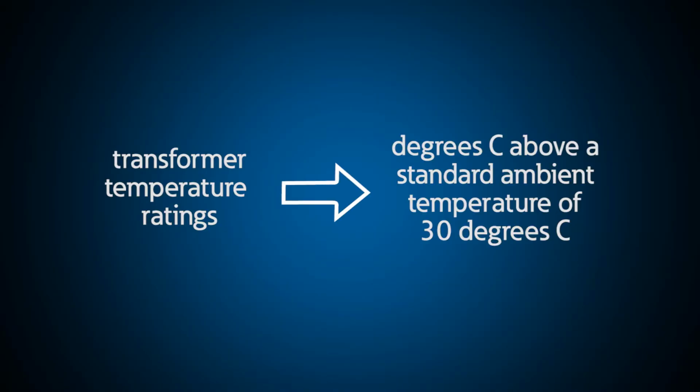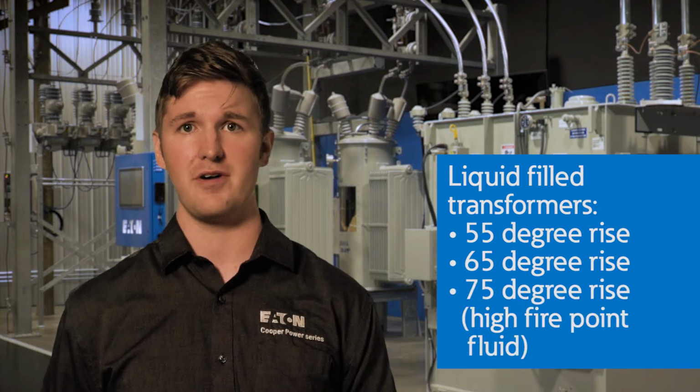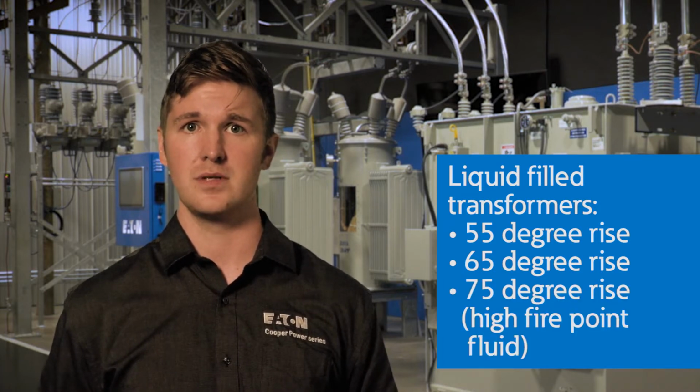Transformer temperature ratings are specified as the degrees C above a standard ambient temperature of 30 degrees C. Liquid-filled transformers are suitable for use up to 55 or 65 degrees C average winding rise. When designed with a high fire point fluid, the transformer can achieve 75 degrees C average winding rise. On days where the ambient temperature exceeds these design assumptions, the transformer is at risk to extra loss of life due to the excess temperatures exposed to the insulation.